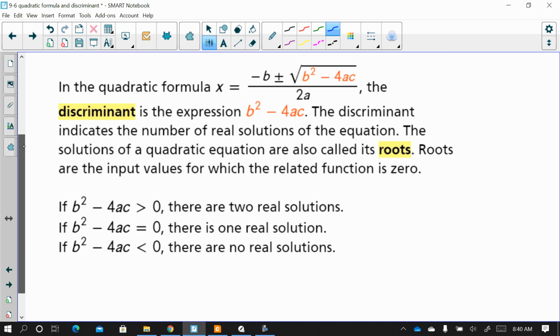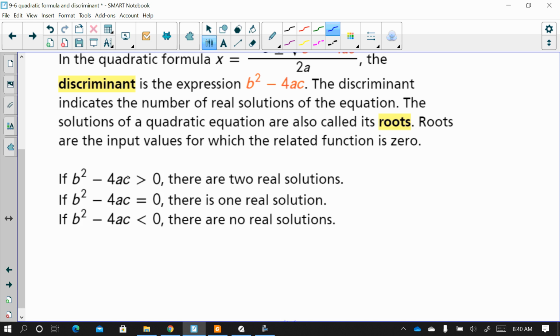So we have 3 cases we look at. If b squared minus 4ac is greater than 0, there are 2 real solutions. Basically, if the discriminant is positive, then we have 2 real solutions. The quadratic will cross the x-axis twice. If our discriminant equals 0, there's only 1 real solution. That's where the vertex is on the x-axis. And if the discriminant is negative, less than 0, that means there are no real solutions. So it will never touch the x-axis.